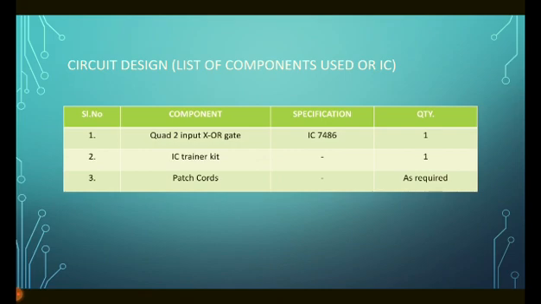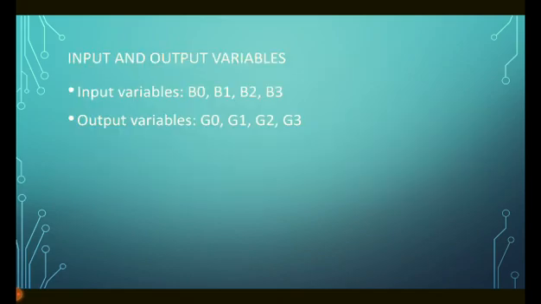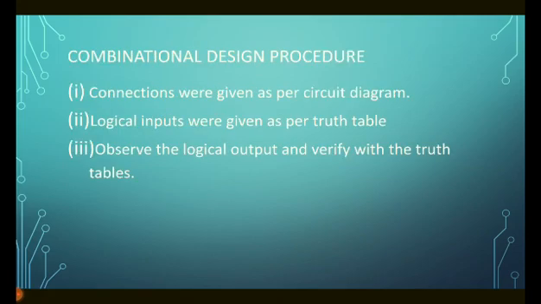Circuit design, list of components used or IC. Totally here we use 3 IC 2-input XOR gate, IC trainer kit, patch cord. Input and output variables. Here totally we have 4 input and 4 output variables. Combinational design procedure. Connections were given as per circuit design. Logical inputs were given as per truth table. Observe the logical output and verify with the truth table.